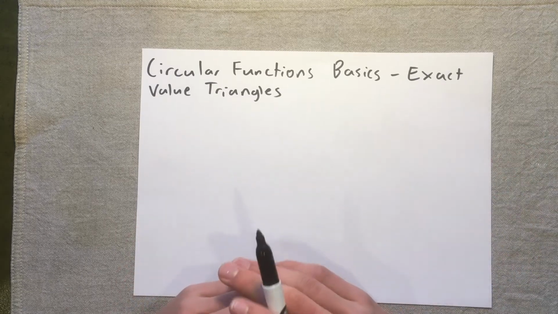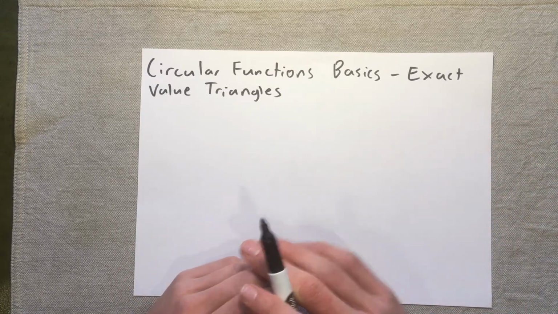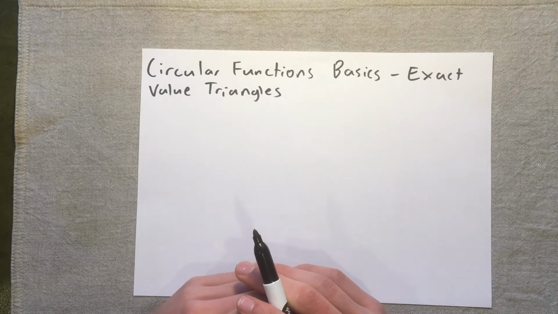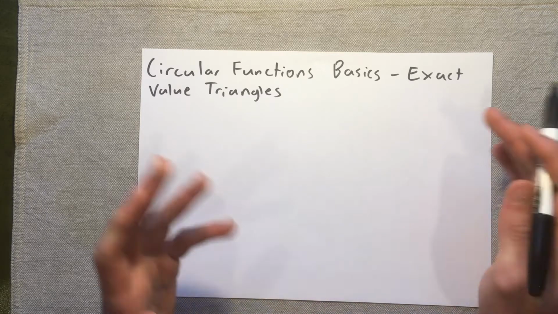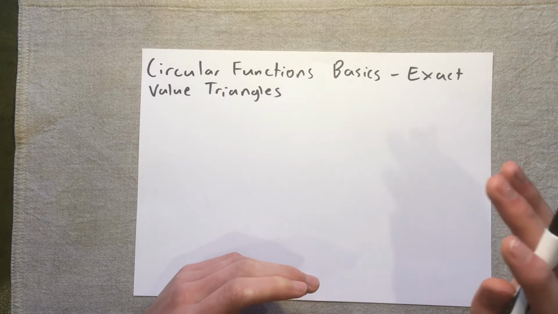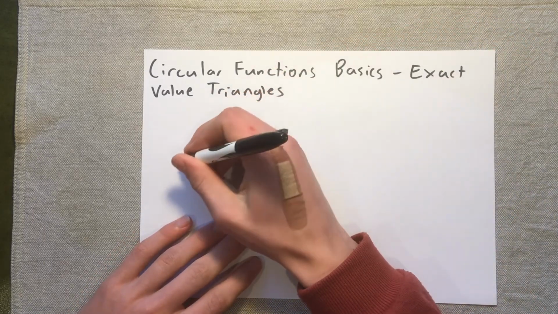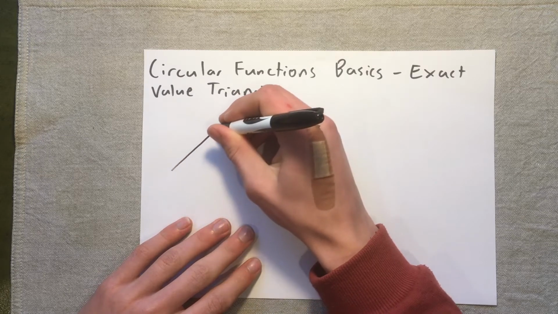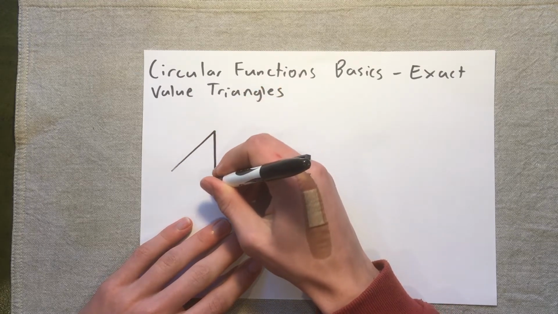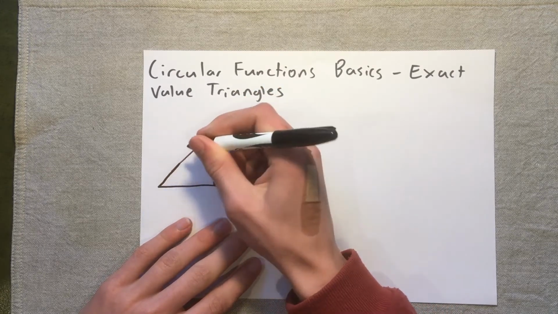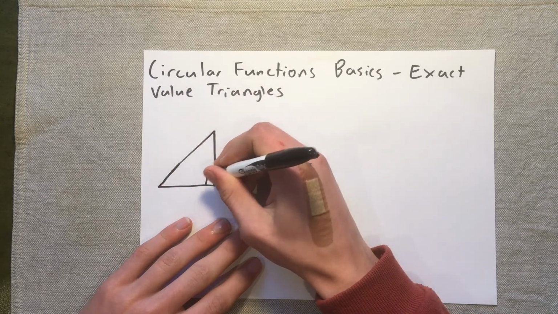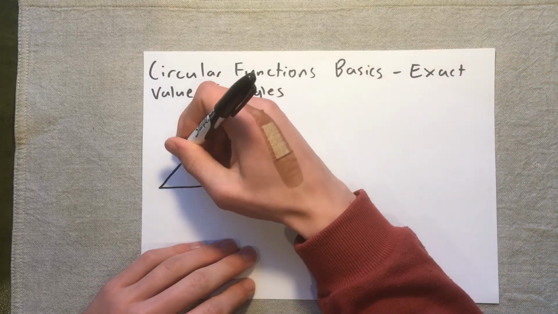I will be using radians for this video, so if you don't already understand that, go to my video I posted that explains radians, and we'll go from there. So there are two exact value triangles. Exact value triangles are essentially just triangles that have certain units on them that allows us to do some trigonometry. So the first one is this.